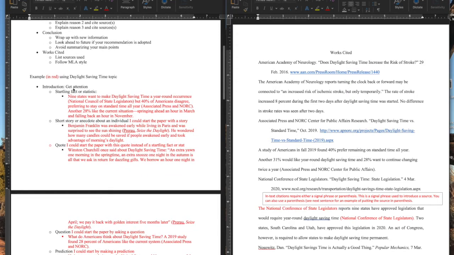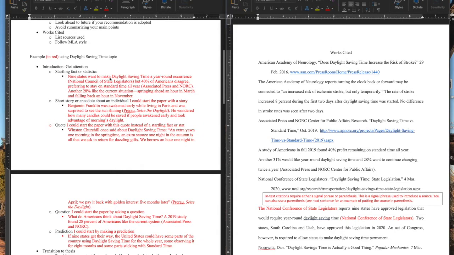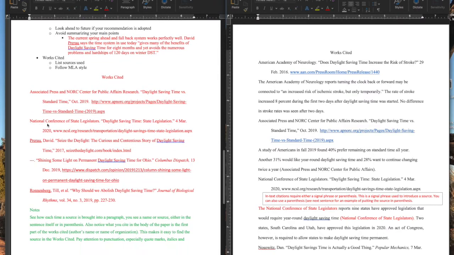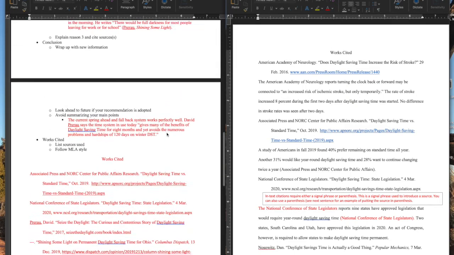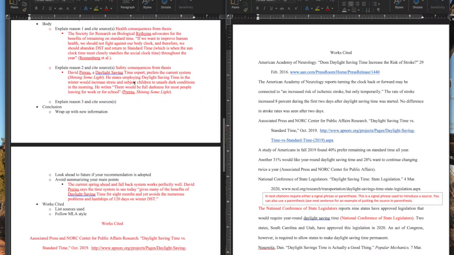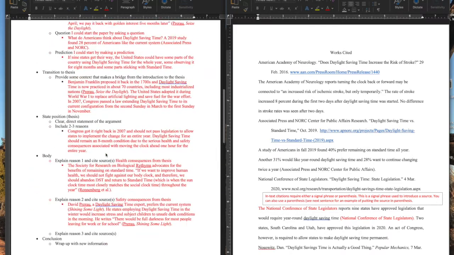So the introduction is important to get attention. You can start with a startling fact or statistic. So here I start with a fact. 9 states want to do this. From the National Council of State Legislators, I put that information in parentheses. That's where I got the information from. If I go down to the works cited, I look under N, National Conference of State Legislators, name of the site, the date I accessed it, and then the URL. I also put in a statistic there. 40% of people disagree, and that came from Associated Press. Again, when I go to the works cited, it's first Associated Press. Same kind of hanging indent, MLA style.